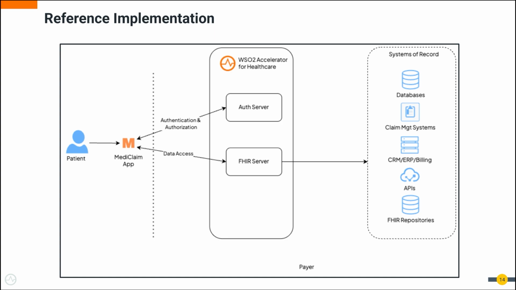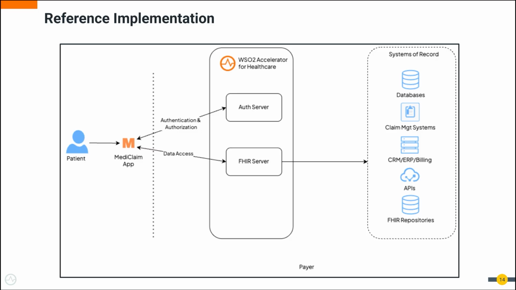Let's take a look at the reference implementation of the Patient Access API implemented using the WSO2 Accelerator for healthcare. On the patient side, we have the MediClaim app, a third-party SMART on FHIR compliant application that allows patients to securely access their health data. It handles everything from authentication and token management to making API requests to the payer systems. On the payer side, several core components work together behind the scenes. First, the authorization server.